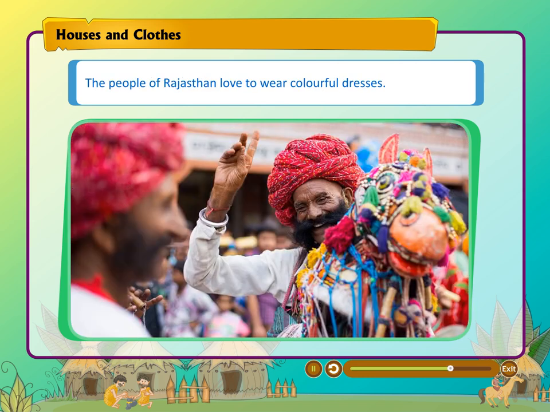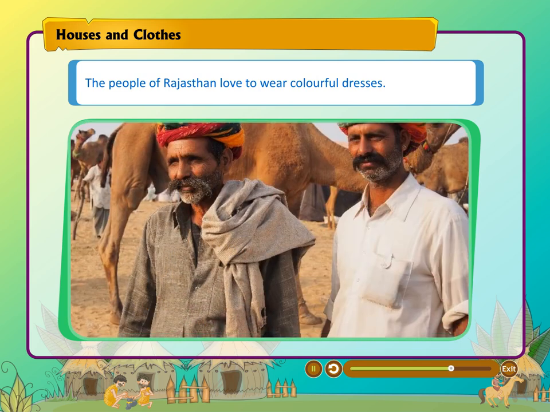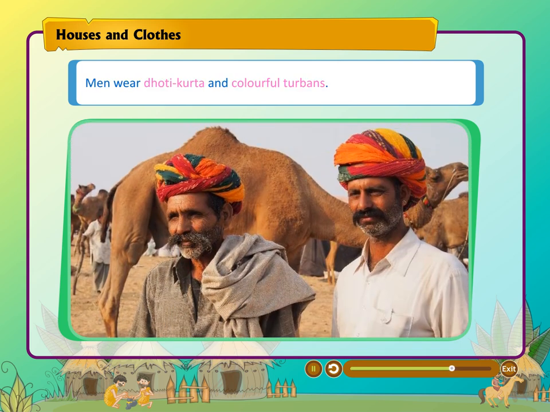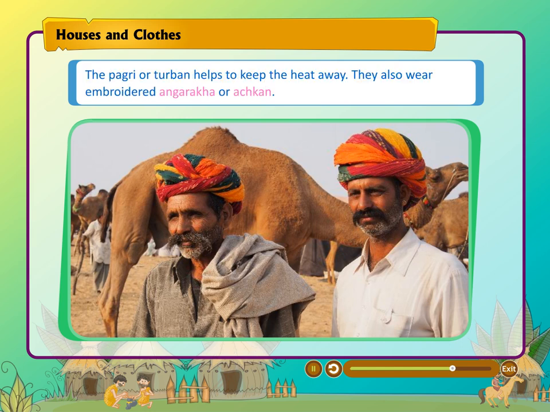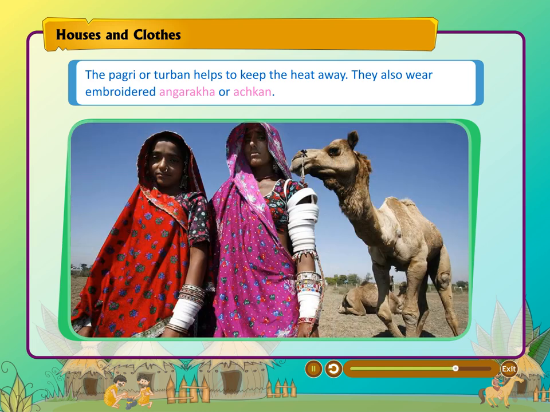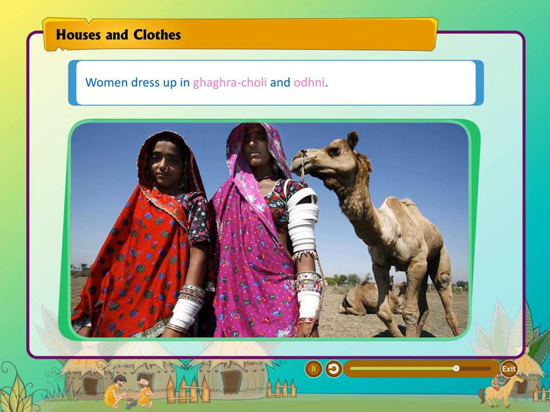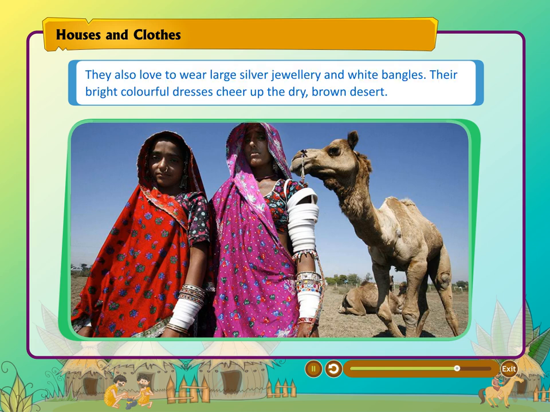The people of Rajasthan love to wear colorful dresses. Men wear dhoti kurta and colorful turbans. The pagdi or turban helps to keep the heat away. They also wear embroidered angarakha or achkan. Women dress up in ghagra choli and odhni. They also love to wear large silver jewelry and white bangles. Their bright colorful dresses cheer up the dry, brown desert.